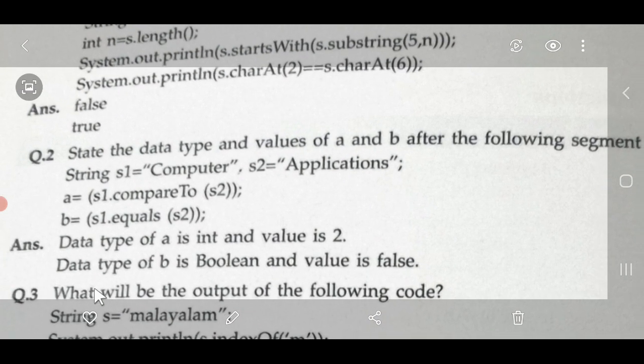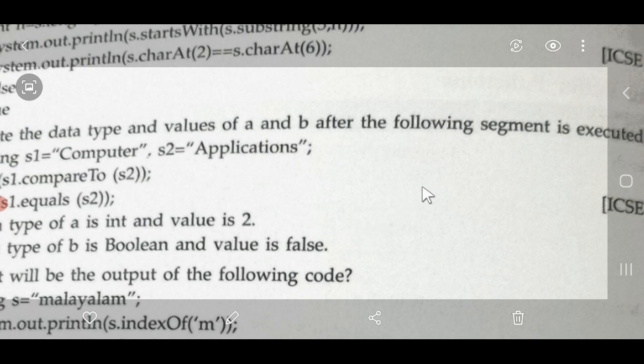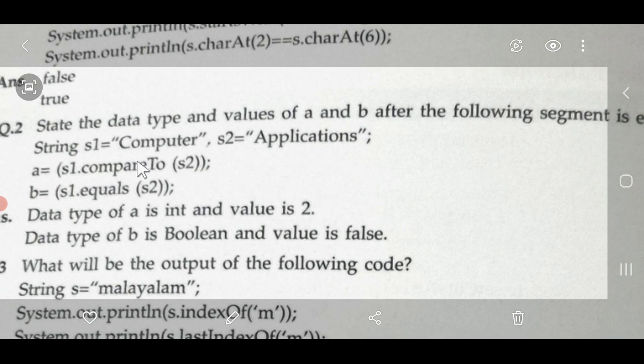After that, state the data type and values of A and B after the following segment is executed. So here s1, s2 equal to applications, s1.compareTo(s2). So here when we compare s1 and s2, students, they are asking the data type of values A and B. Because compareTo returns the data in the integer type, A will be int type, and equals returns the data in the boolean type, so B will be of boolean type, okay.